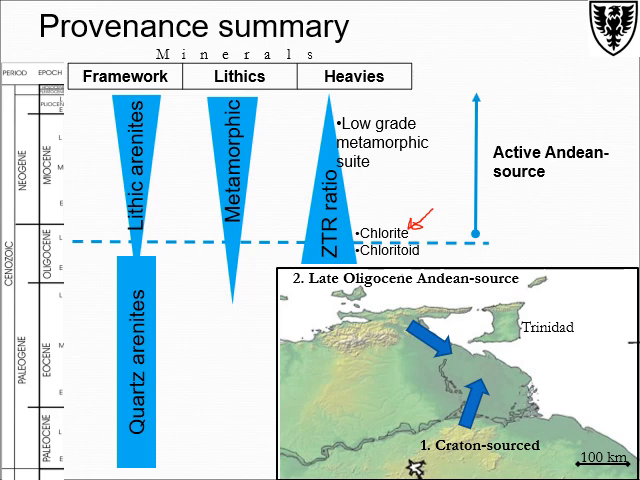Towards the later Oligocene or the later Cenozoic period, we begin to see an influx of sediment from what we think would be the uplifting Andean mountain belt. So the interpretation that we've put forward is earlier craton-sourced passive margin sediments, and much later Andean-sourced active margin sedimentation.